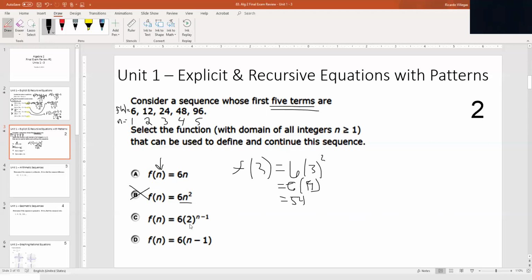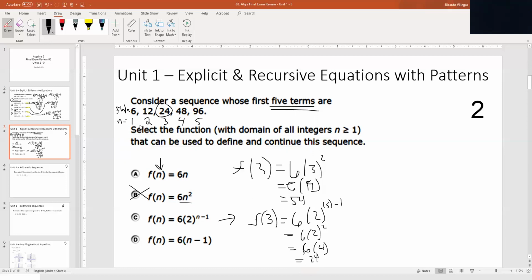And so the answer for this one is, all right, so let's work it out. I think it's C. So let's do C. So f of, I'm gonna select 3 one more time. f of 3 is equal to 6 times 2 to the 3 minus 1 power. I substituted a 3 there. So 3 minus 1 is 2, and then 6 times 2 to the second power, which equals 4. And then 6 times 4 is 24, which is what our value equals when I plug in a 3.